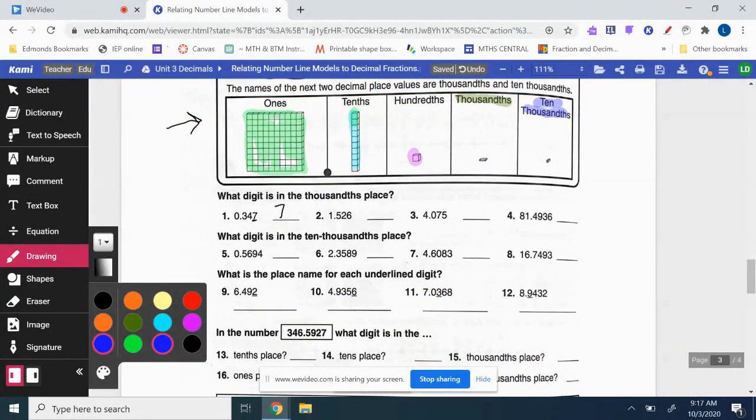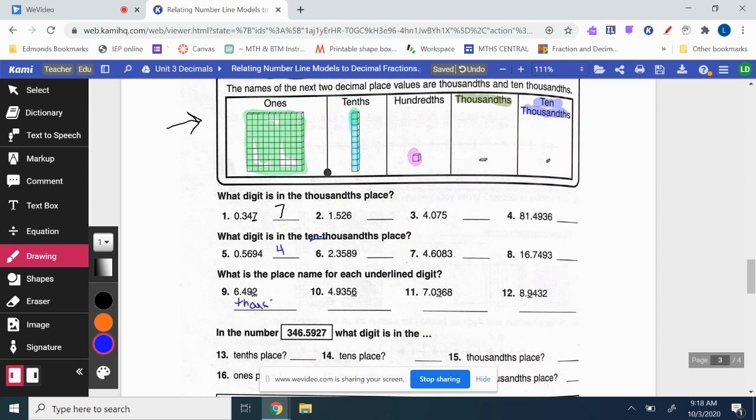I'm trying to keep that chart up there so we can do it. Keep it up. What digit is in the 10,000ths place? So we go tenth, hundreds, thousands, 10,000ths. And then they want you to say what is the place for each underlined digit. So I know ones, tenths, hundreds, thousands. TH makes it a decimal.